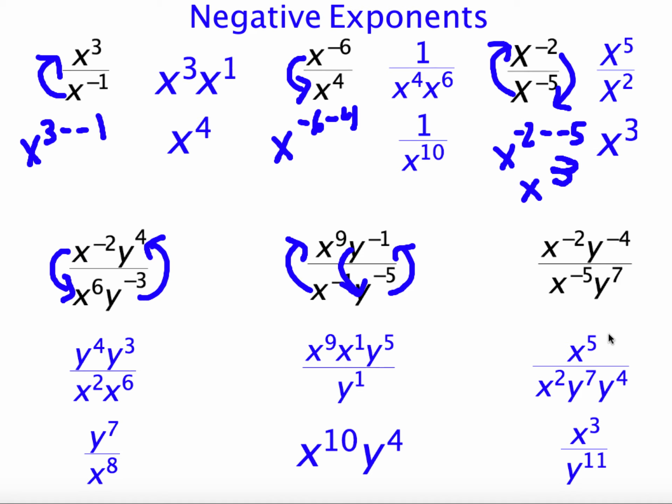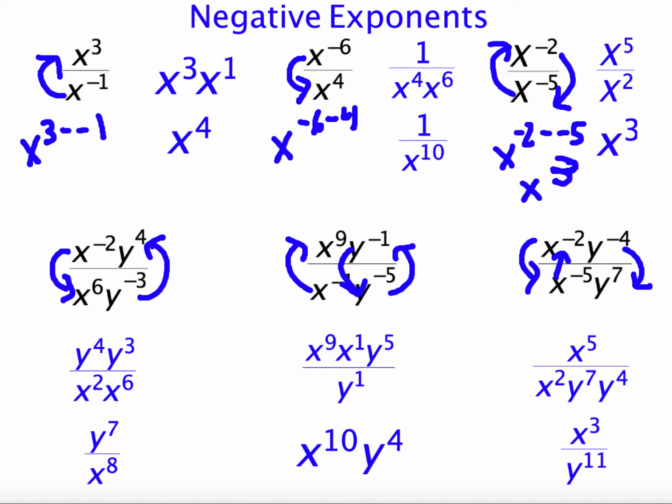Final answer, x to the 3rd divided by y to the 11th. Again, a lot of arrows happening here. The y to the negative 2 in the denominator, y to the negative 5 goes to the numerator, y to the negative 4 to the denominator. So we are left with only in the numerator x to the 5th. In the denominator, x squared, y to the 7th stays, y to the 4th is moved to the denominator, leaving us with x to the 5th divided by x squared, which is x to the 3rd, over y to the 11th.